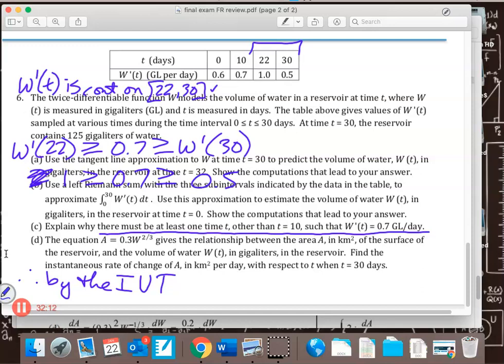Yes? Can you quickly refresh what IVT states and what EVT states? I would be happy to. Yes. The big four. All right. Let's walk through the theorems, theorem by theorem. I'll take a second.